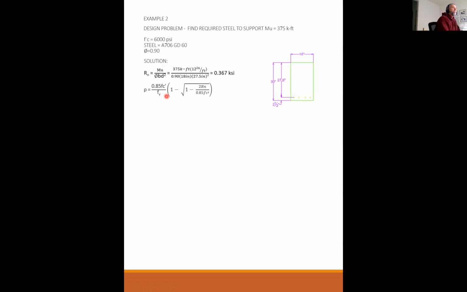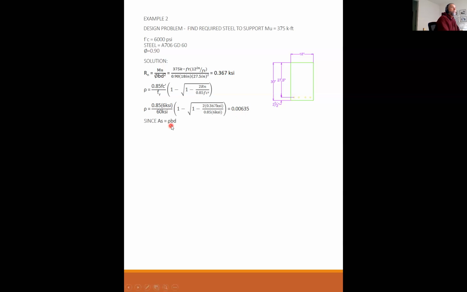So for the equation I just presented for rho, I can take the 0.367 KSI, plug it in, and plug in all my concrete and steel values, and I get a rho of 0.00635. When you're doing this, please run these out to 5 digits. Don't round this off to 0.006 or 0.01 for that matter. There's a huge difference in the amount of steel you need if you rounded it up. So just a side note, carry this out at least 5 digits.